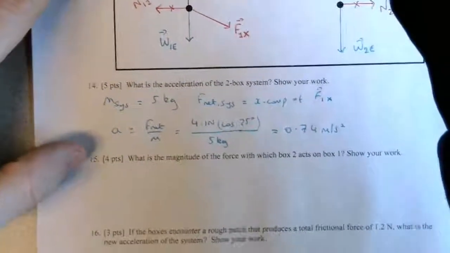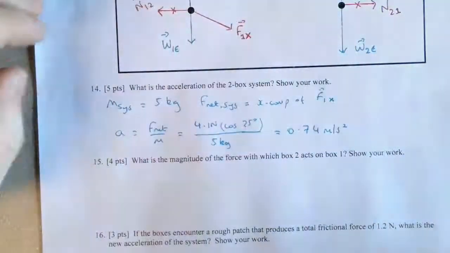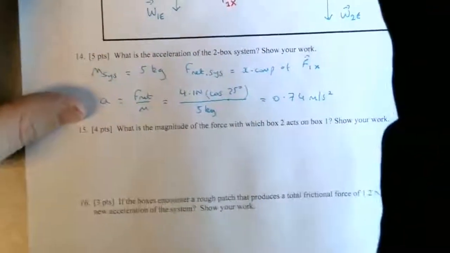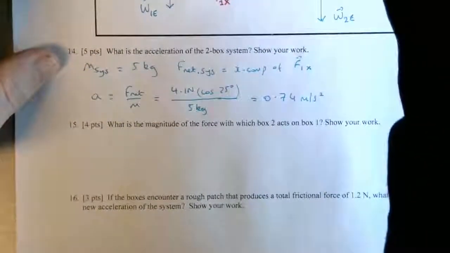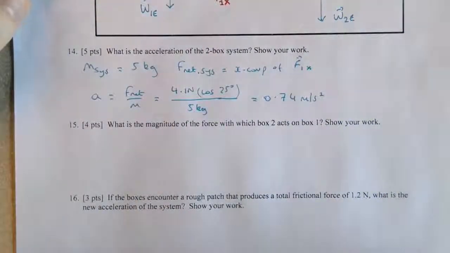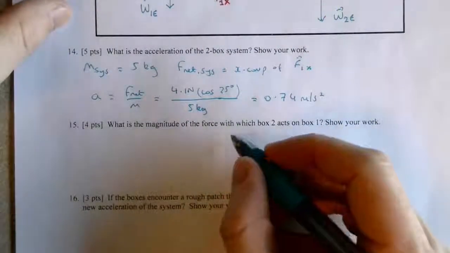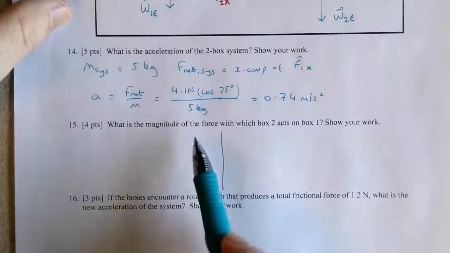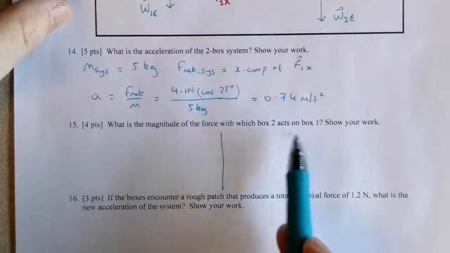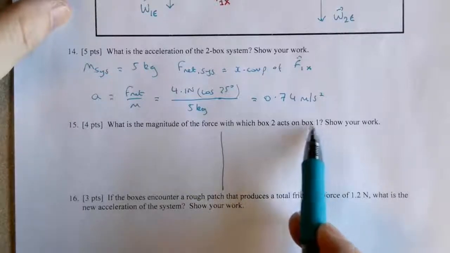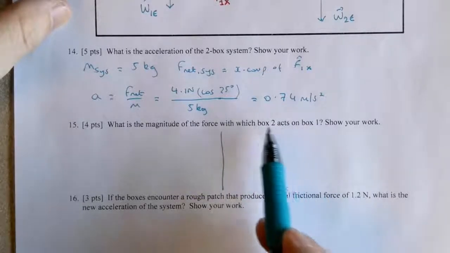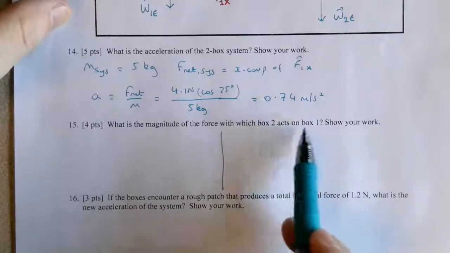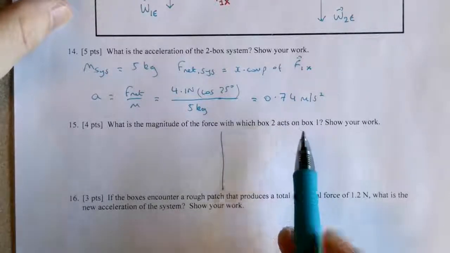Question 15 is asking what is the magnitude of the force which box 2 exerts on box 1. So you can answer this in two different ways, one shorter than the other, so maybe I'll split it up into two different parts here. The question asks what is the force at which box 2 exerts on box 1, so you can focus on the forces on box 1, but what the question is asking is the magnitude of the internal forces between the two boxes, which is the total force pair.